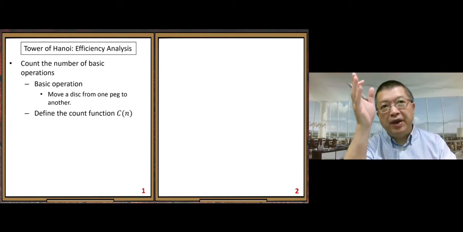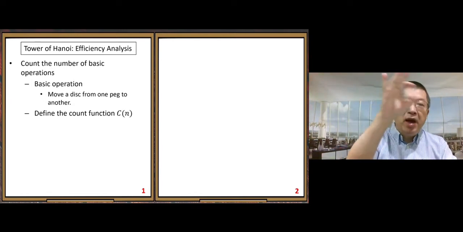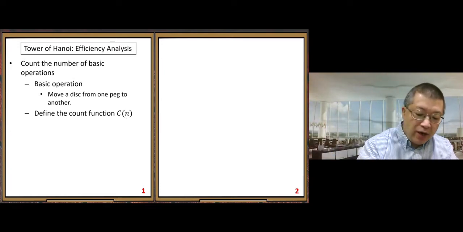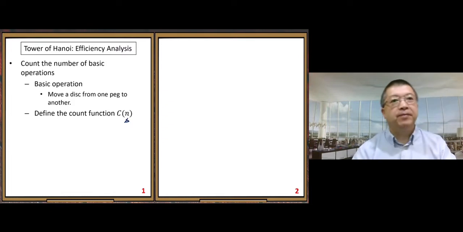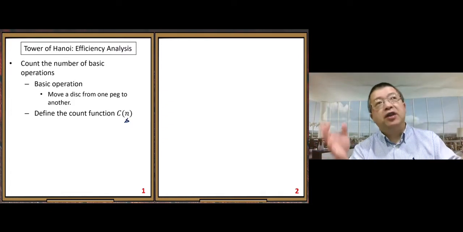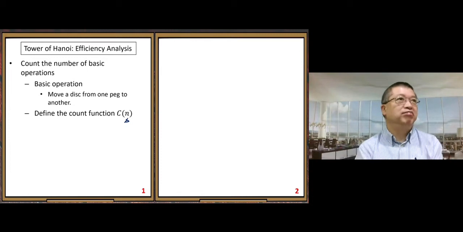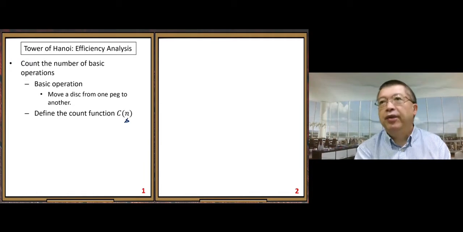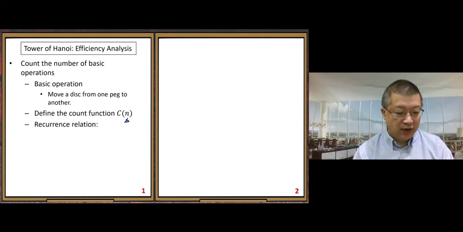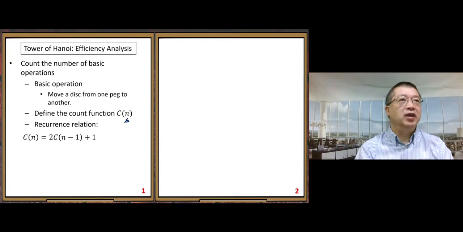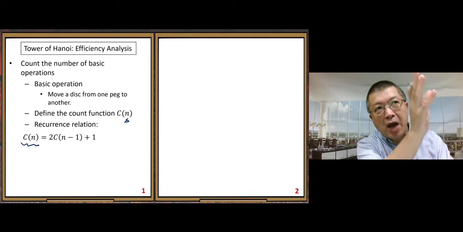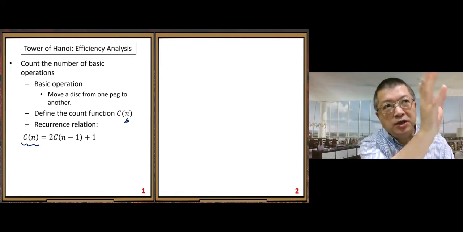Then we define the count function C of n: the number of moves we need for the data size n. Then let us derive the recurrence relation. Based on the procedure, we can easily write out the recurrence relation. So why? Look at this formula.